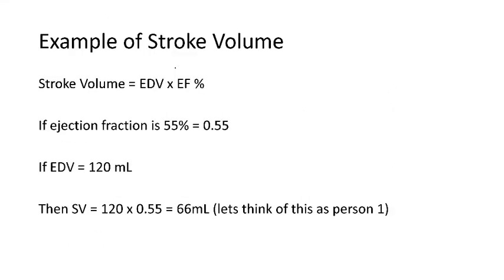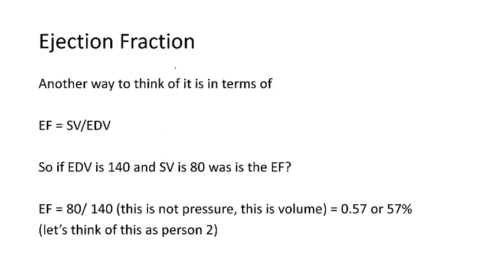An example would be, and I'll give you the equation again, if we had an ejection fraction of 55%, that's 0.55, and if my end diastolic volume was 120, we multiply it through and we get 66 milliliters. This is the same problem I did in class, but I want you to think of this person as person 1, because we're going to do some comparisons in a minute.